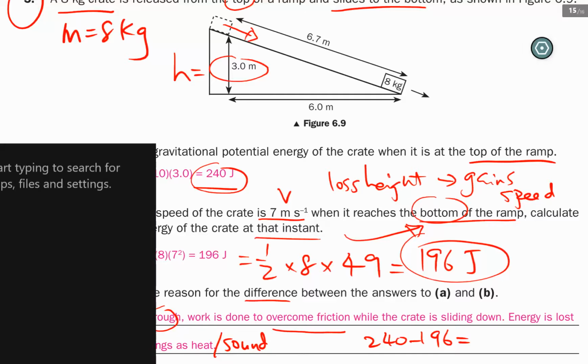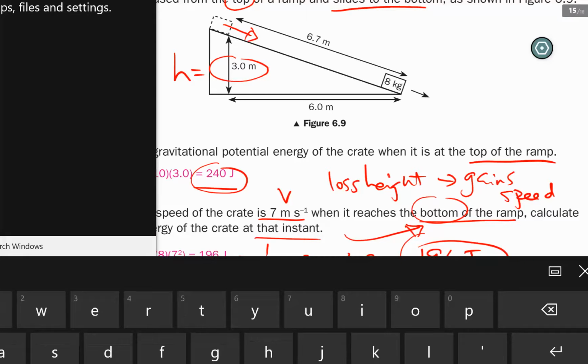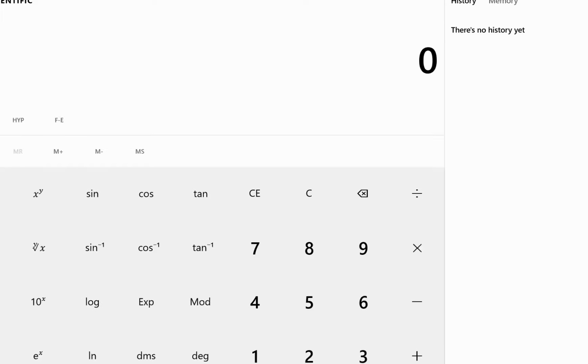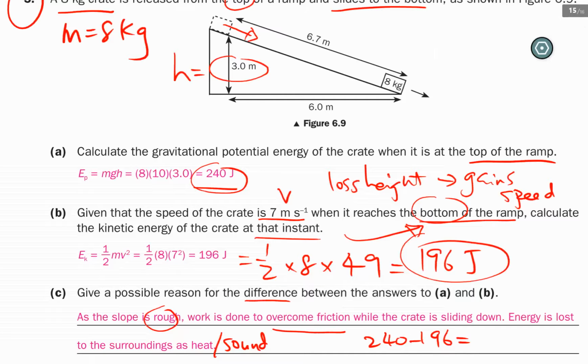Okay, open up your calculator. Take 240 subtract 196. The answer is 44. So this 44 joules of energy difference is actually your energy loss due to heat and sound.